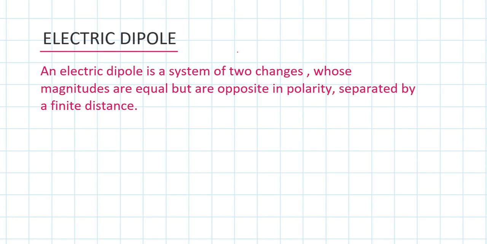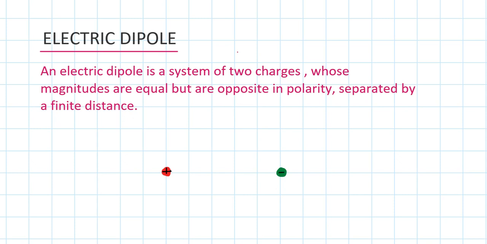So, there you have it. An electric dipole is a system of two charges whose magnitudes are equal but are opposite in polarity, separated by a finite distance. So, according to the definition, an electric dipole is nothing but two charges of similar magnitude but opposite polarity, separated by some finite distance.